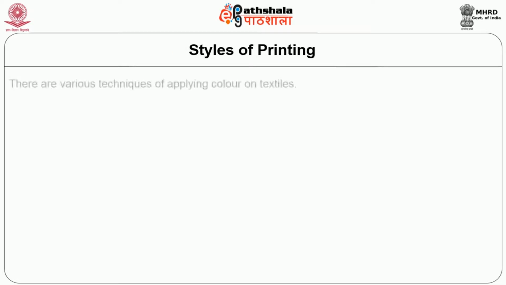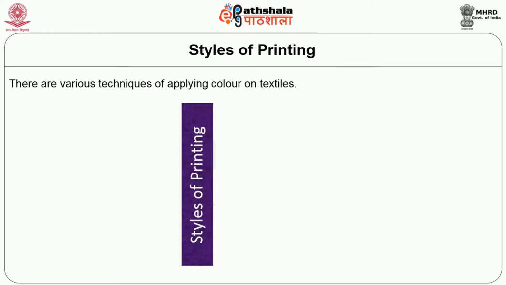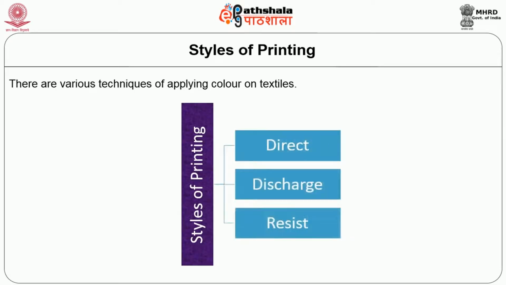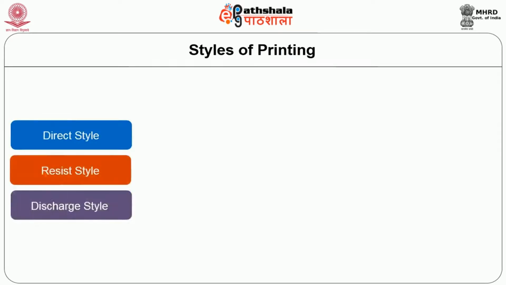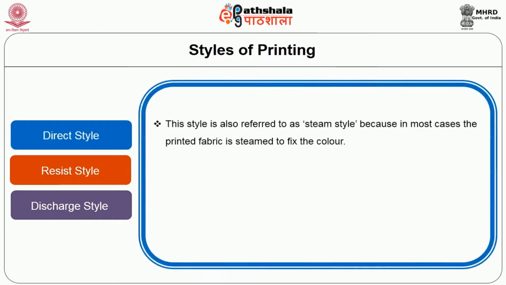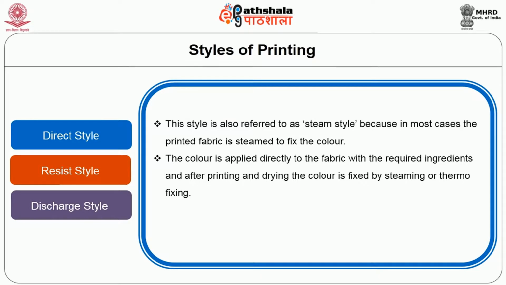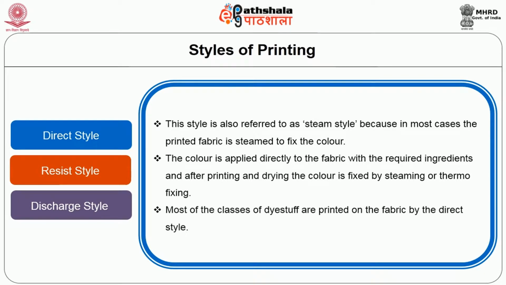Styles of printing. There are various techniques of applying color on textiles. Broadly, they may be classified as direct, discharge, and resist. Direct style. This style is also referred to as steam style because in most cases the printed fabric is steamed to fix the color. The color is applied directly to the fabric with the required ingredients, and after printing and drying the color is fixed by steaming or thermofixing. Most of the class of dye stuff are printed on the fabric by the direct style.